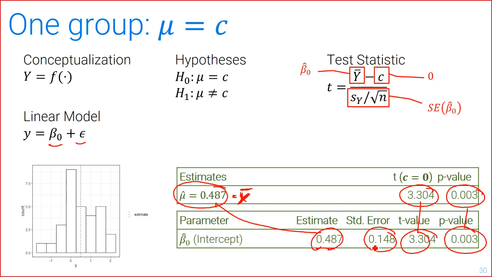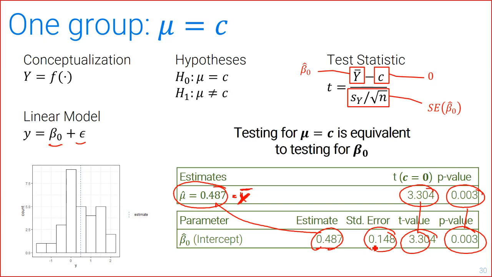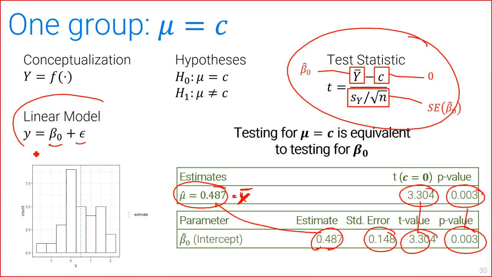So what I'm showing you here is that in this problem of testing the mean of a population, what we are doing is essentially testing a coefficient of a linear model. It's exactly the same thing. If we run a t-test to test that hypothesis, under the hood what we are really doing is fitting this linear model and looking at the coefficient beta 0.